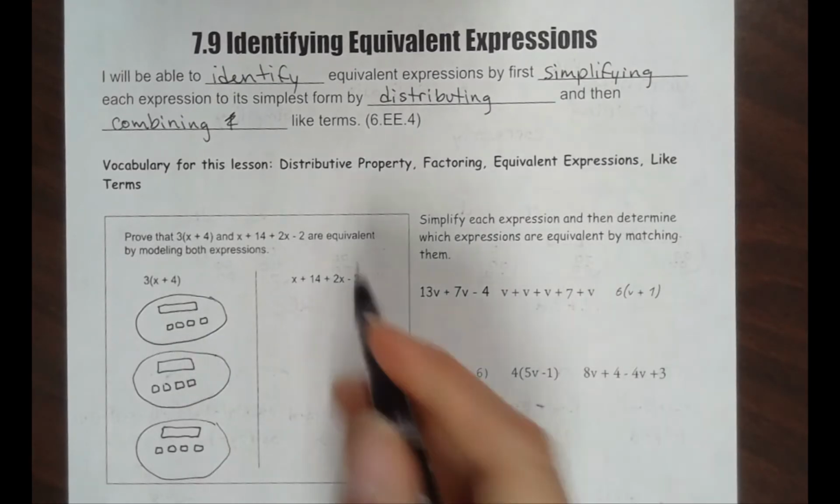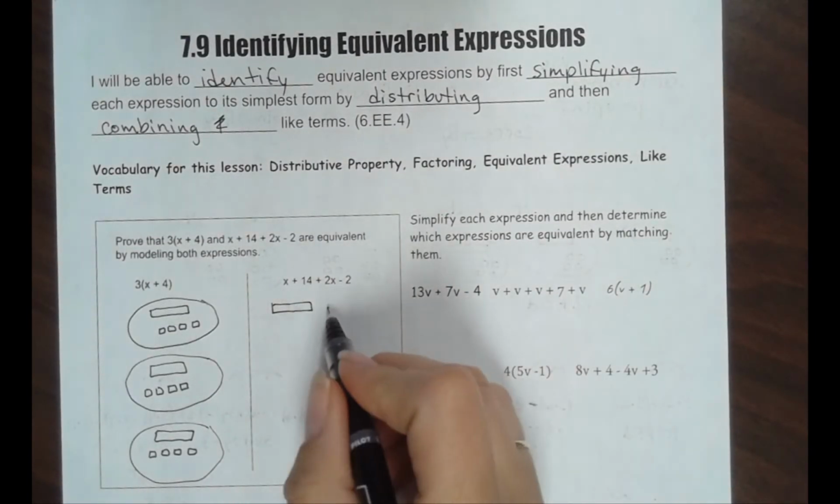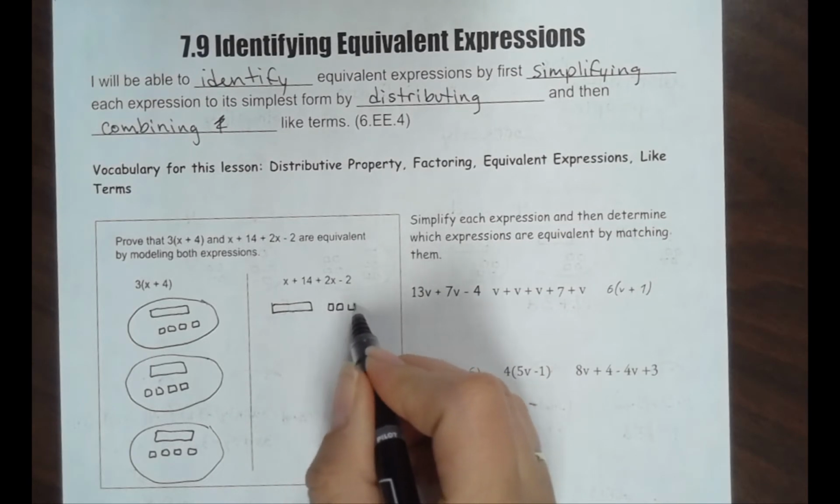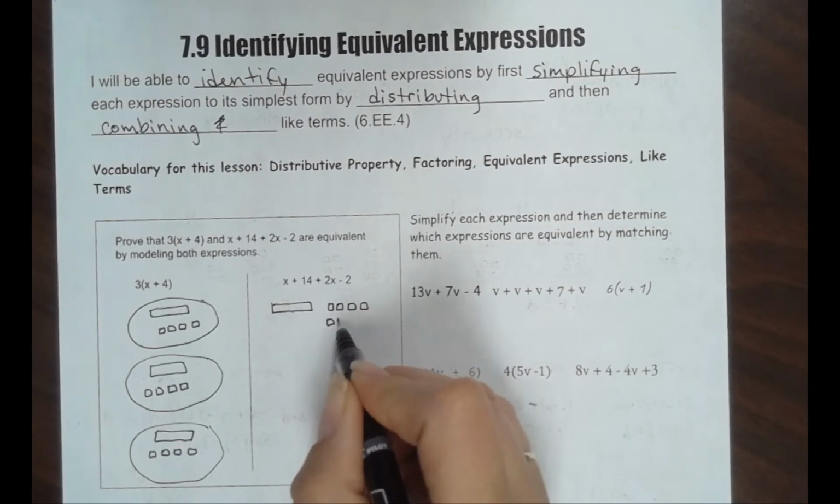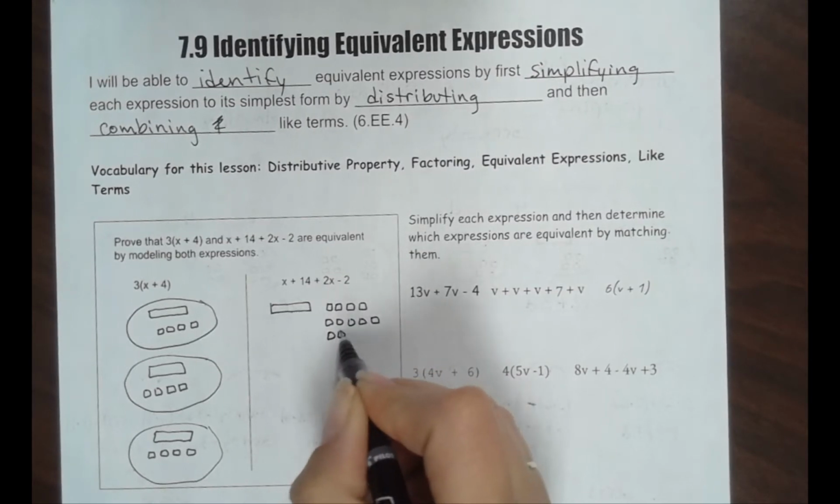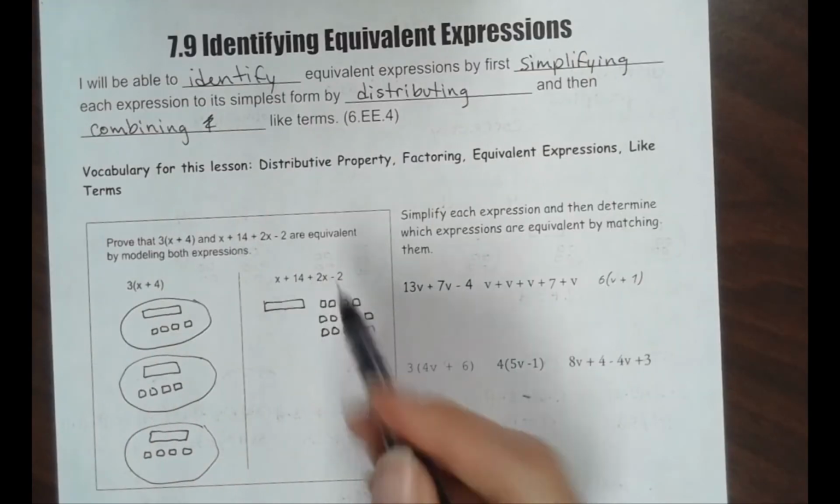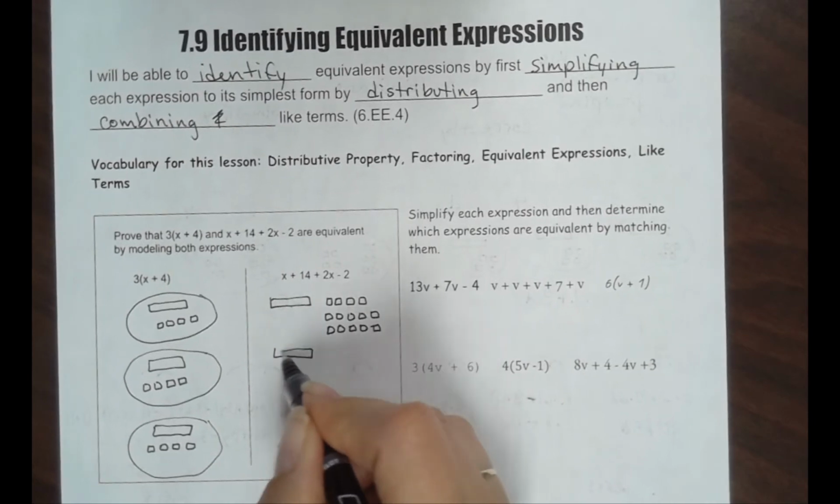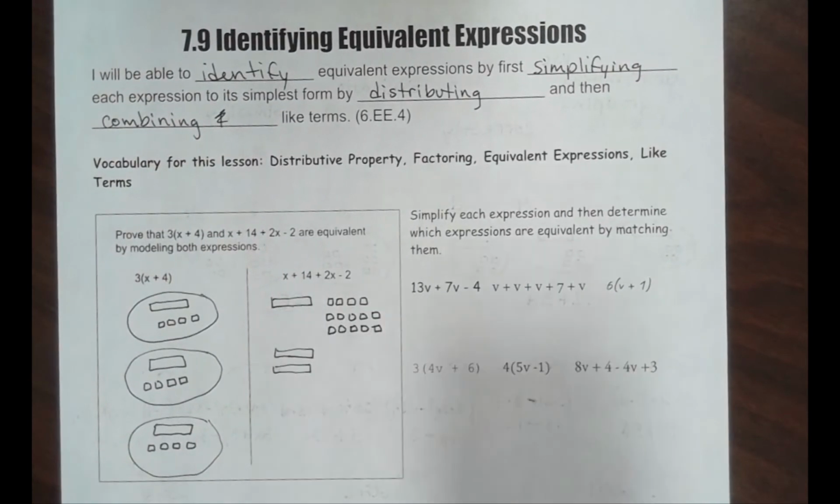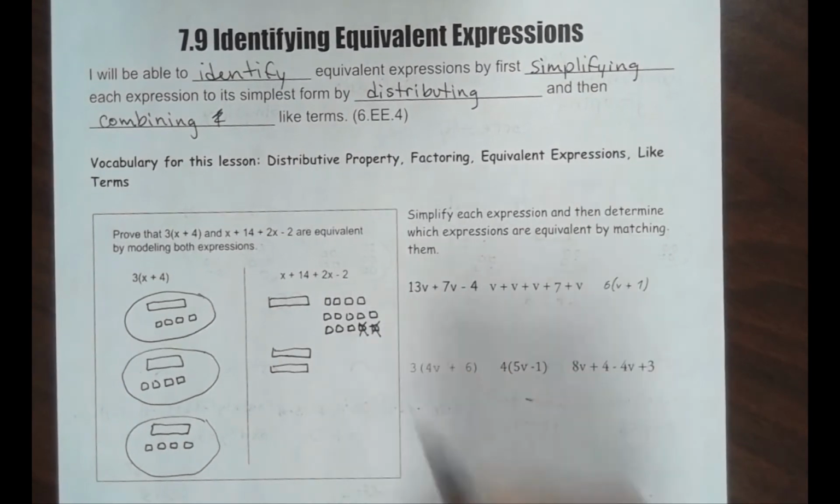So for this one, we start with an x. We're going to add 14: 1, 2, 3, 4, 5, 6, 7, 8, 9, 10, 11, 12, 13, 14. Then we add 2 more x's. And then we minus 2. So I'm going to take off this one, and I'm going to take off this one. Alright, two models of two differently written expressions.